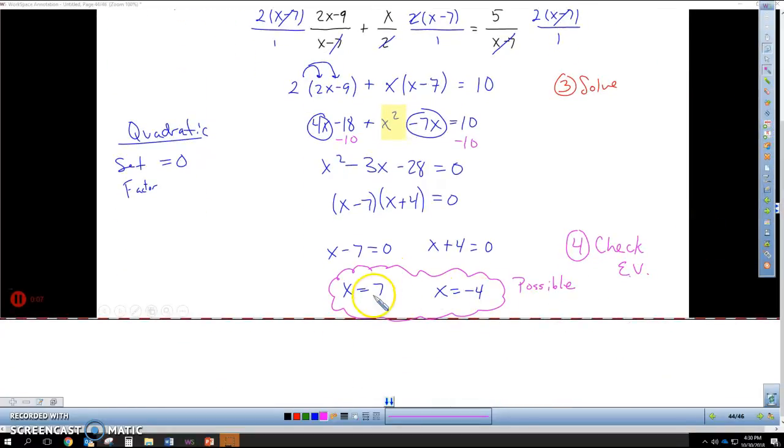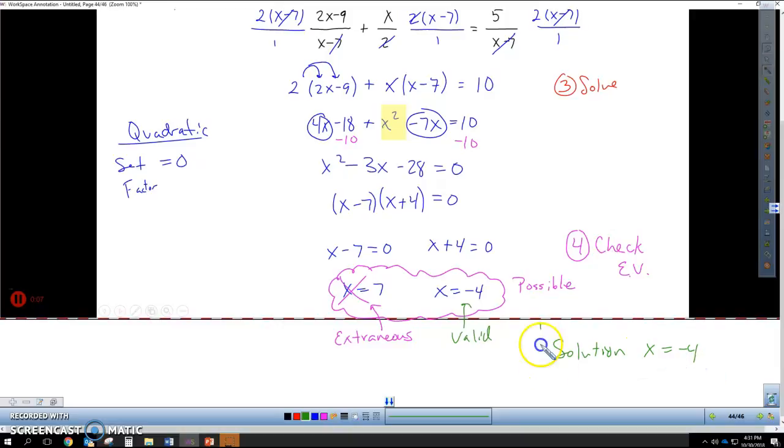And lo and behold, what do we notice? 7's trying to sneak into the solution set. So this is extraneous. So we throw it out, say bye 7, you can't come along, and we note that this is our valid solution here. So what's our solution? This is the fifth step. Negative 4 is our answer.